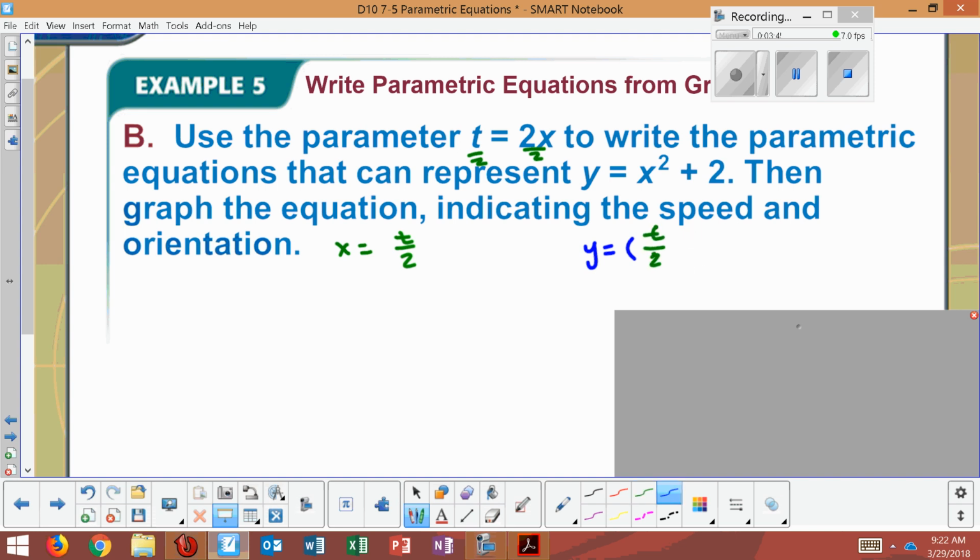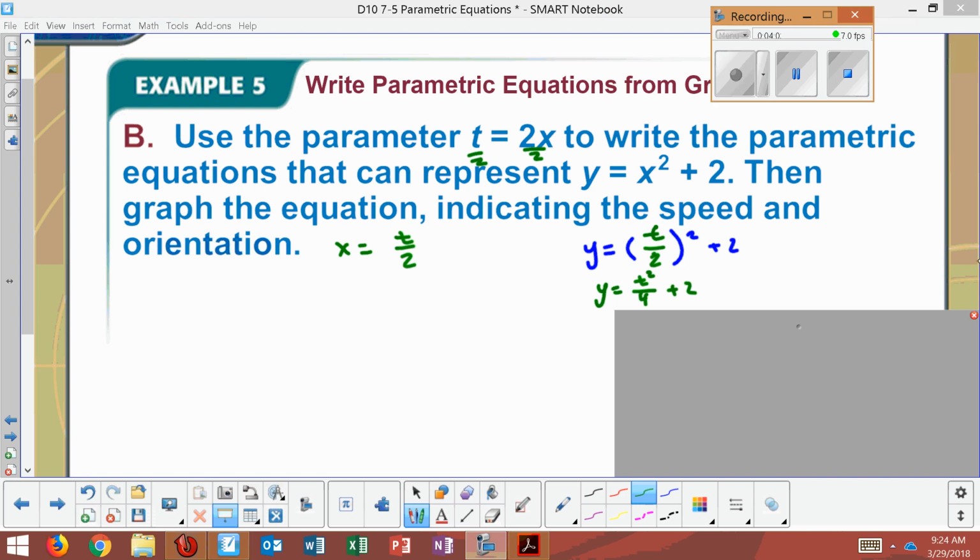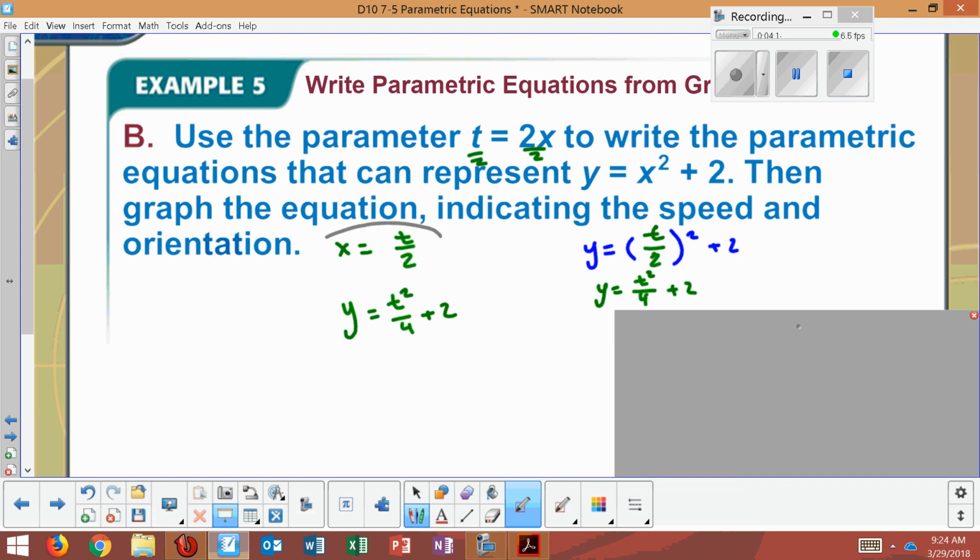And I'm going to square that, and then add 2. So when I square that, I should get y equals t squared over, remember, this is just top squared and bottom squared. So that'd be over 4. And then you have the plus 2 on the outside. So now we have our equations. We have x equals t over 2, and y equals t squared over 4 plus 2. These are my parametric equations, and we can graph it.